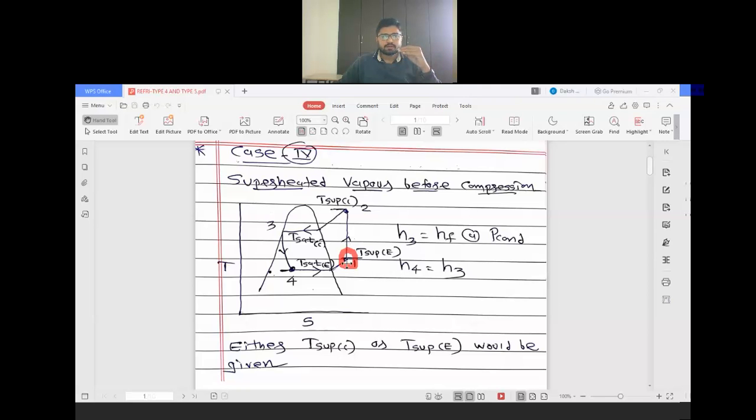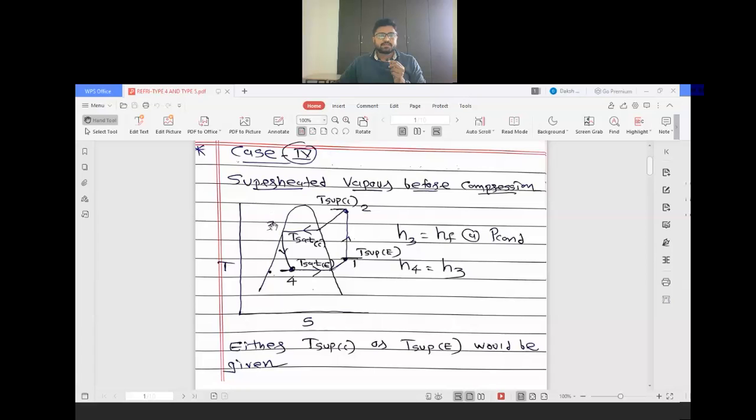If our point number 1 is superheated, then obviously our point number 2 would also be superheated. So both the points are superheated. Clear? Now we will discuss how to find the enthalpies. Two enthalpies are very easy to find, that is H3 and H4.